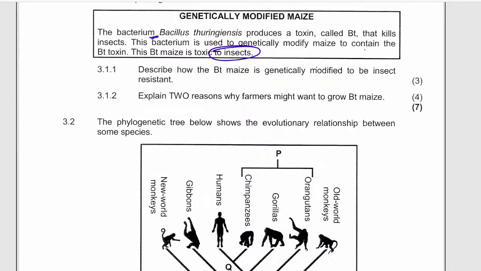The reason why farmers want to grow Bt maize: remember, Bt maize produces this toxin. So this maize will reduce the pest damage. Also it decreases the reliance on chemicals, like the insecticides, because it is resistant. Therefore, first of all, it's going to reduce this maize from being attacked and damaged by the insects. That's number one.